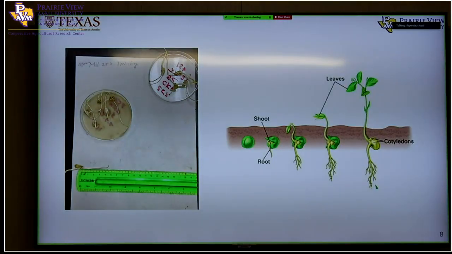And then this is us measuring them. We did it in millimeters. And you have to measure the shoot and the root.